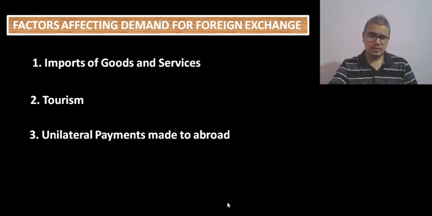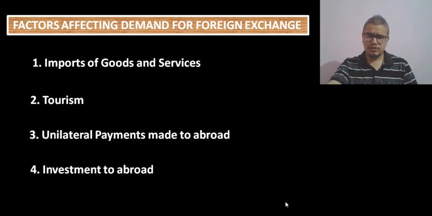The last factor which will affect is investment abroad. Whenever an Indian company wants to invest abroad, obviously they will require some foreign currency, and that foreign exchange will be demanded. And as a result, whenever an Indian company starts investing abroad or increases their investment abroad, there will be more demand for foreign exchange within the country. That is, there will be more demand for US dollar within India, and RBI will have to fulfill that demand.